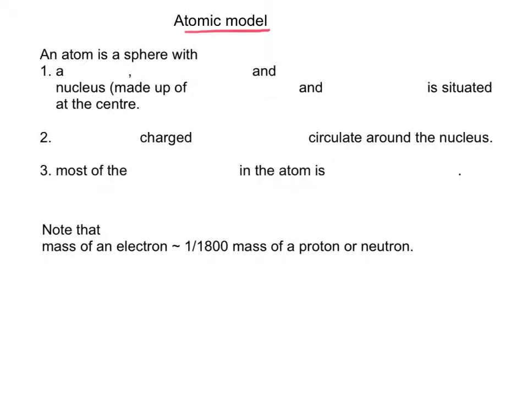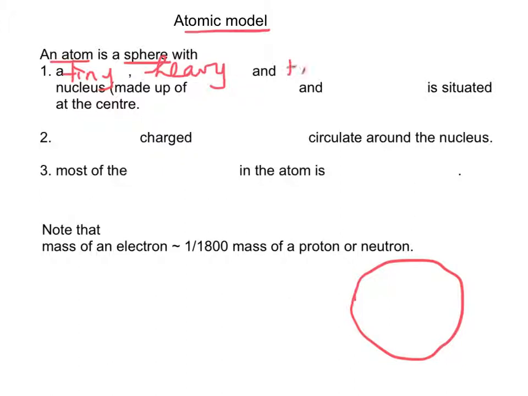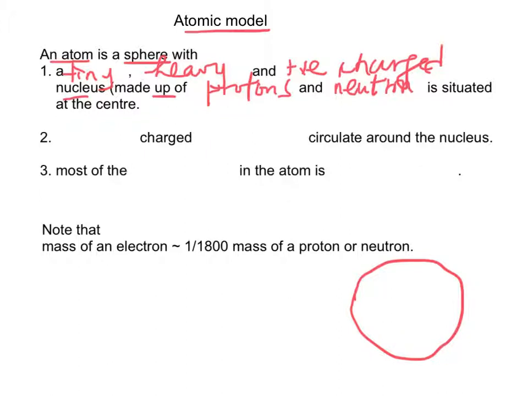Atomic model. An atom is a sphere with a tiny, which means small, heavy, and positively charged nucleus, which is made up of protons and neutrons, and it is situated at the center.